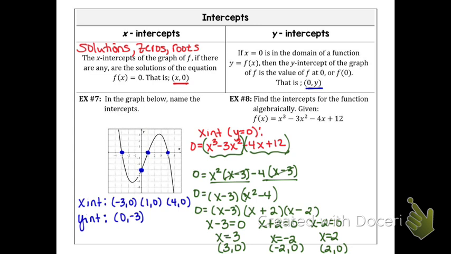Then we need to still do the y-intercept. And for the y-intercept, don't forget that means that x is 0. And so I'm just going to plug in x is 0. Anything with a 0 in it will cancel. And so I just get that the y-intercept is at 12. And as an ordered pair, that would be 0, 12.